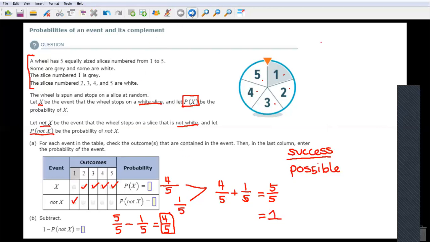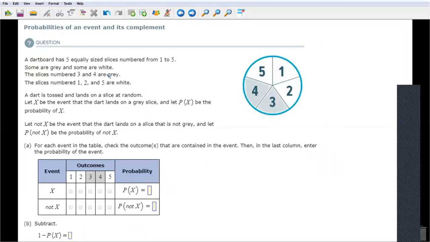Let's take a look at another one now. We've got another wheel here, but this time, I guess they call it a dartboard. We've got 5 slices: 1, 2, and 5 are all white, and 3 and 4 are gray. It says a dart tossed at random lands on a slice. We want the event that the dart lands on a gray slice to be X, and the probability of that happening to be, once again, P of X, or probability of X. The flip side of that is not X, which is going to be the event that it lands on a slice that is not gray, and that would be P of not X.